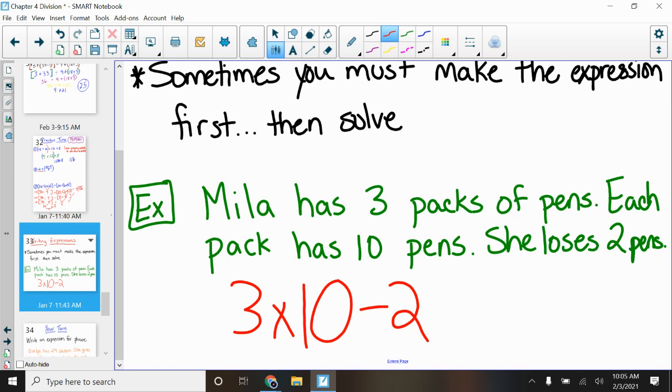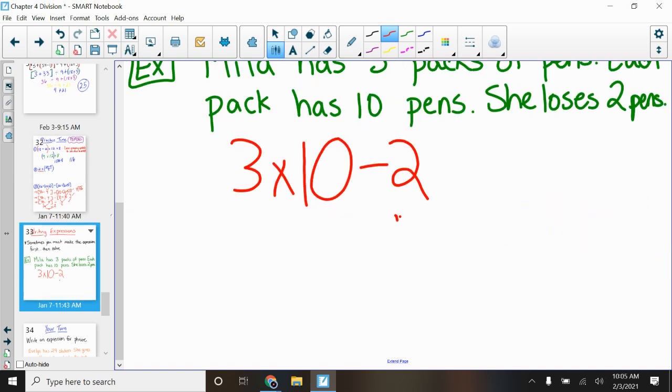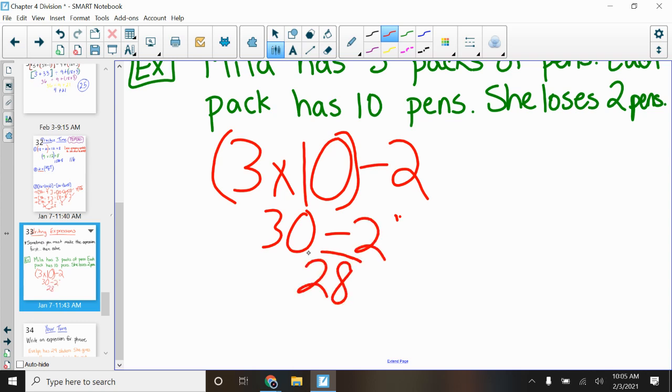If you were going to solve this, hit the little extended page at the bottom to give you more space. Just tap it. There you go. So how would you group this to solve? Put parentheses around the 3 and the 10. Okay, go ahead and finish it out. And then 3 times 10 is 30. Bring down the minus. 30 minus 2 is 28. So how many total pins does she have?